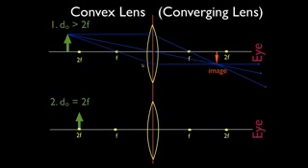Now, we want to summarize where the image is and all the information that we want to know about the image. In this case, when the object is greater than 2f away, the image will always be somewhere between f and 2f. The image will always be smaller than the object. The image will always be inverted or upside down, and will always be a real image.